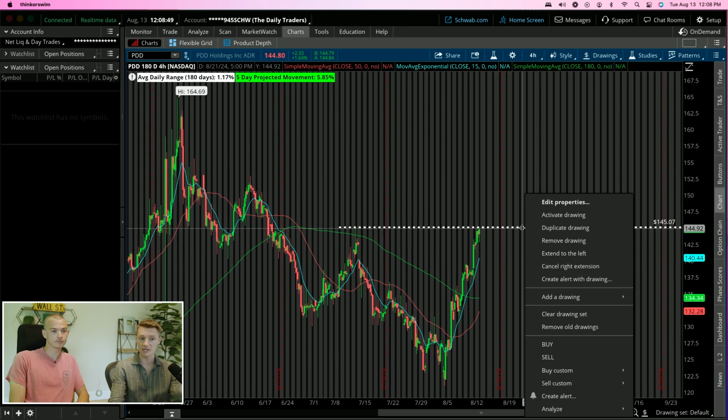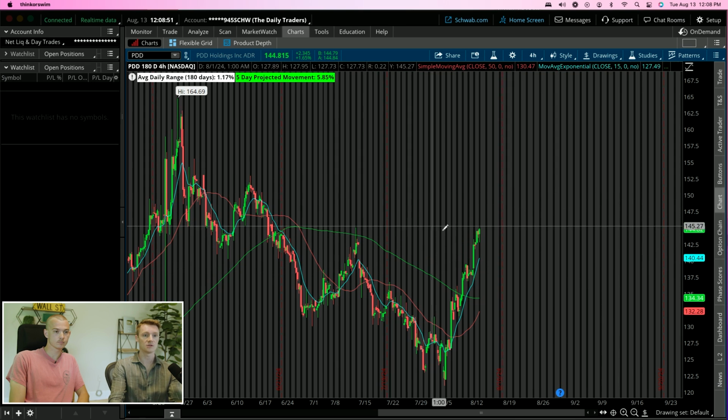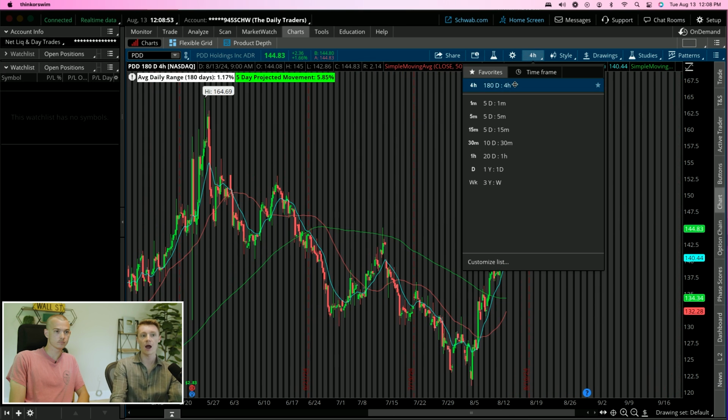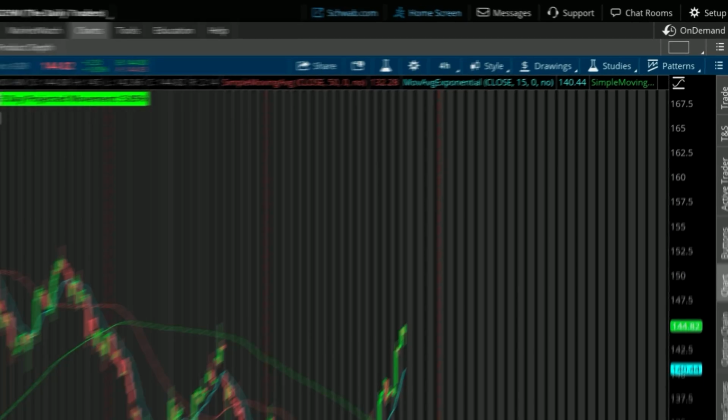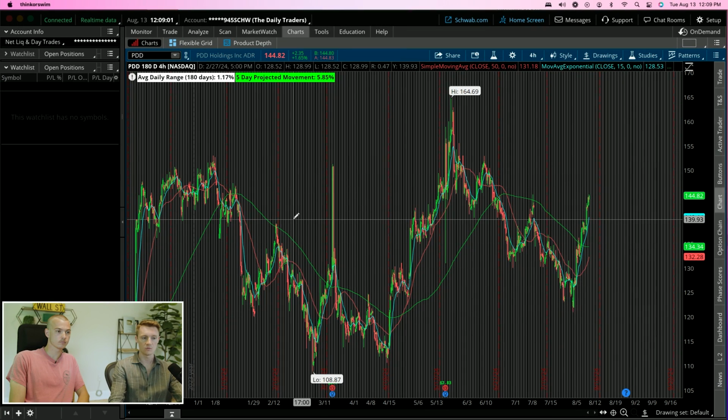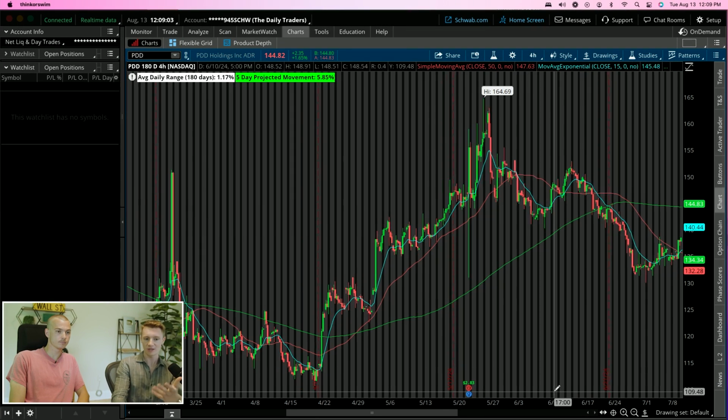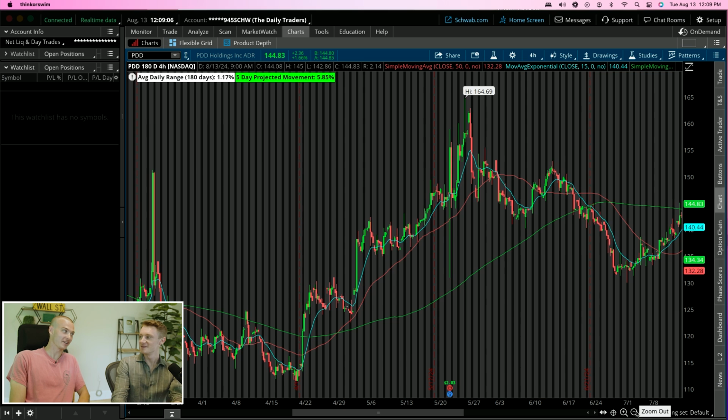So I'm swing trading, okay? Using this 4-hour time frame. That's what you're looking at right now. I'm trading off of a 4-hour time frame, looking back over the last 180 days. Okay, so this is what the chart is gonna look like. I know you were looking at the Robinhood chart. Doesn't tell you anything.